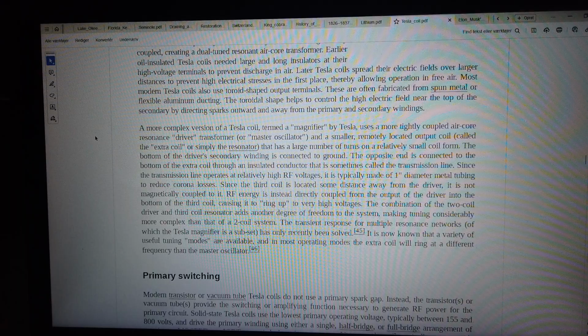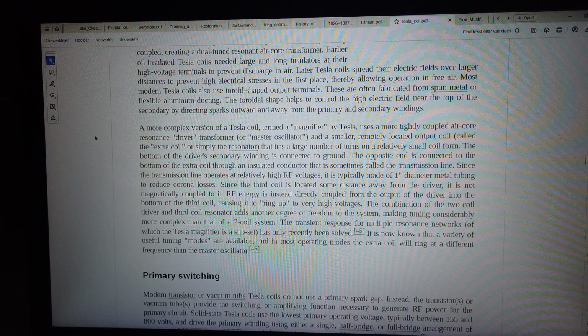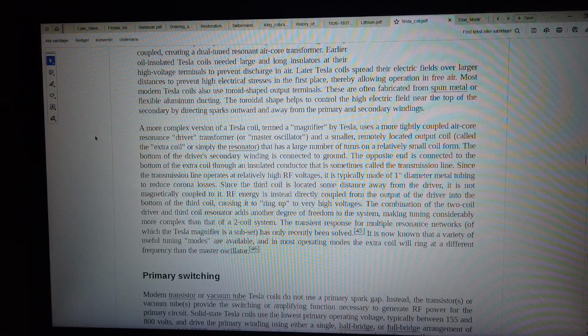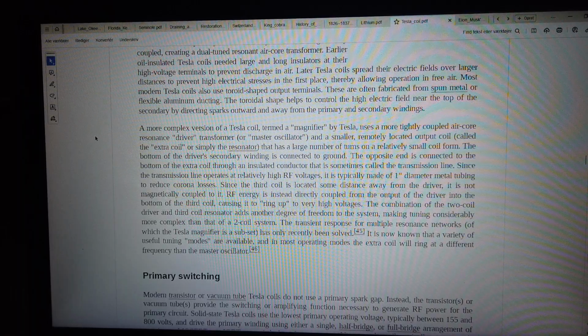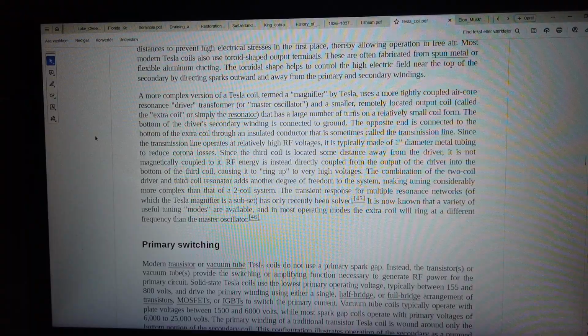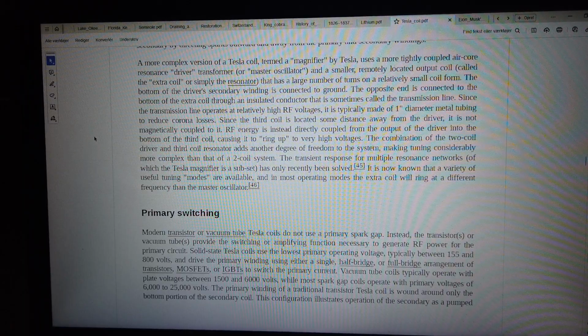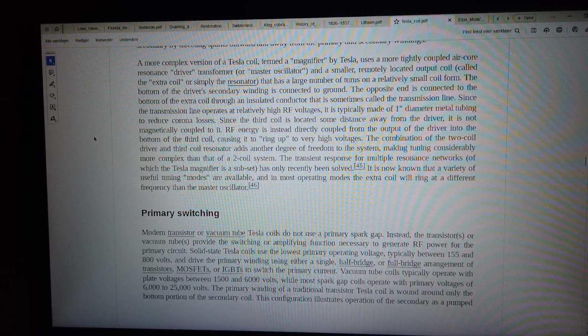Since a transmission line operates at relatively high RF voltages, it is typically made of 1 inch diameter metal tubing to reduce corona losses. Since the third coil is located some distance away from the driver, it is not magnetically coupled to it. RF energy is instead directly coupled from the output of the driver into the bottom of the third coil, causing it to ring up to very high voltages.